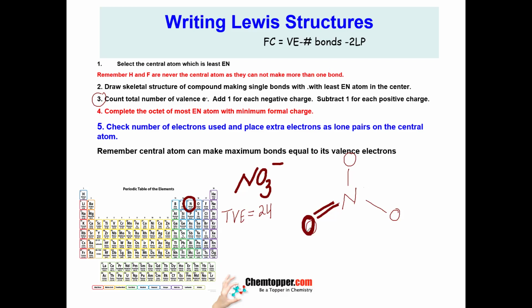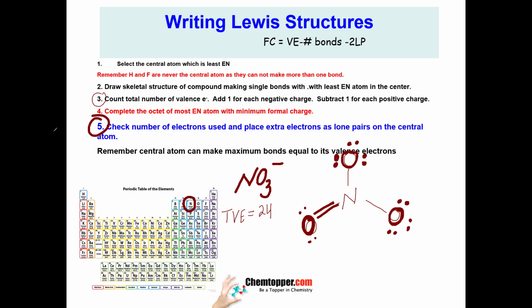So complete the octet of this doubly bonded oxygen. Complete the octet of this. Don't make a double bond now. Complete the octet of this. Check the formal charge on all of them. Check how many are used. Rule number 5. How many are used? All are used, right? So nothing for nitrogen left.